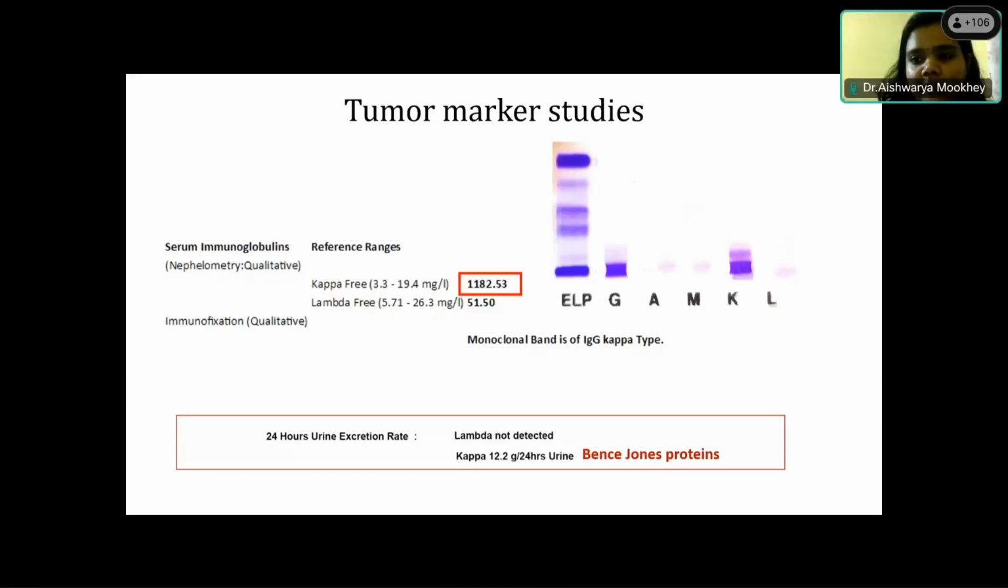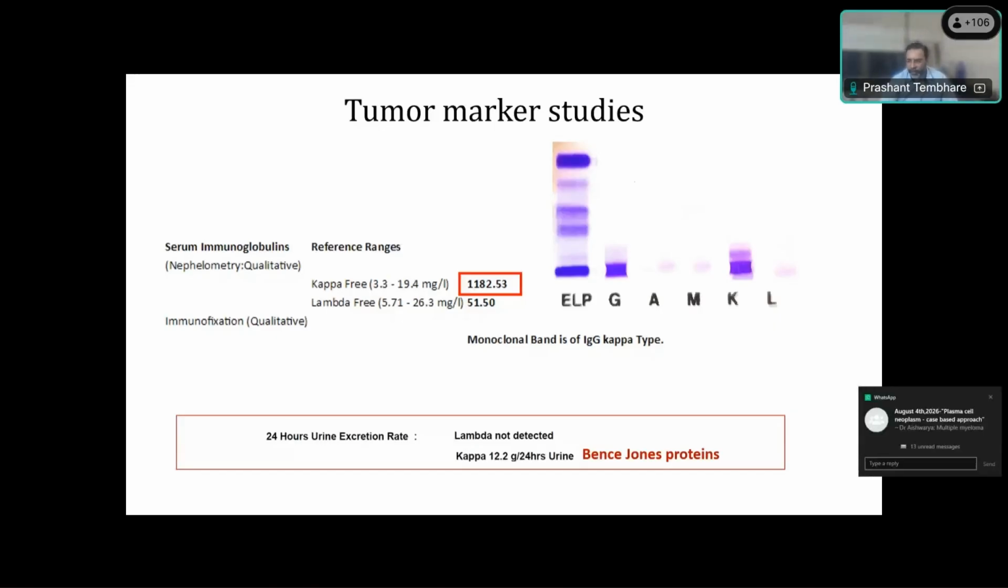We will need flow for that. Well, flow we don't need, but let's say if you consider it a plasma cell neoplasm, and you want to identify multiple myeloma, do you know what the criteria for multiple myeloma are?